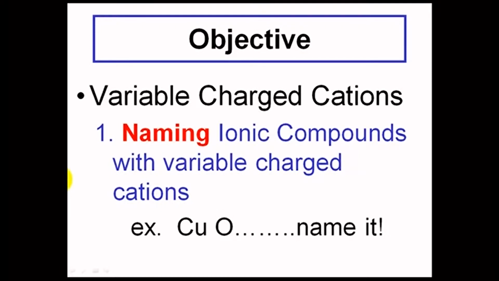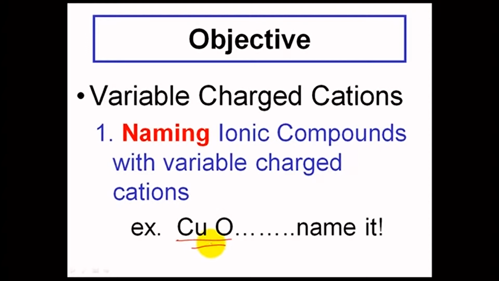On today's video lesson, we'll be looking at variable charge cations and how we name these cations while they're inside of ionic compounds. How we name ionic compounds is going to change a little bit because now we're dealing with ions that have more than one charge, and we give those ions the name of variable charge cations. A good example is something we would have called copper oxide in the past.